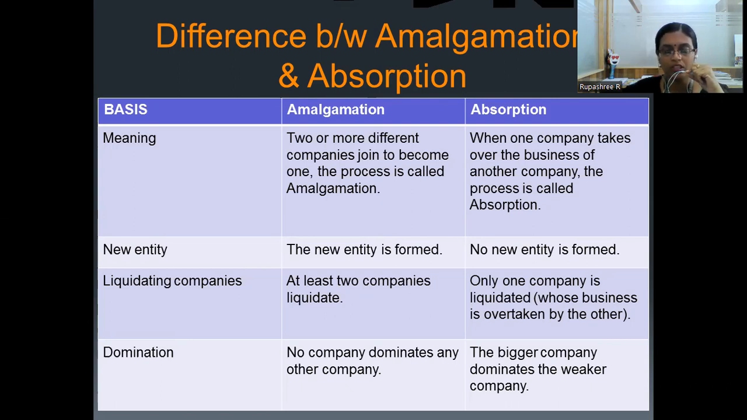Whereas in absorption, you would definitely find that one company dominates another, that is, the holding company dominates the subsidiary company, which is financially weak or is facing managerial challenges. So the bigger company dominates the weaker company in absorption. These are the basic underlying differences between amalgamation and absorption.